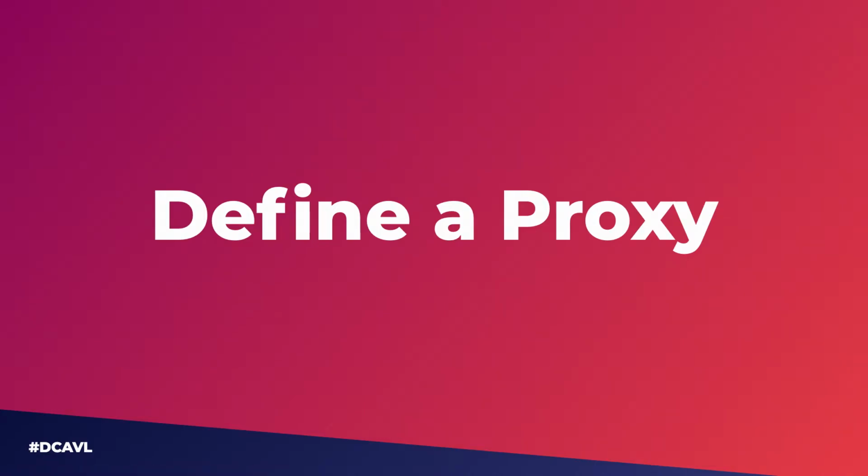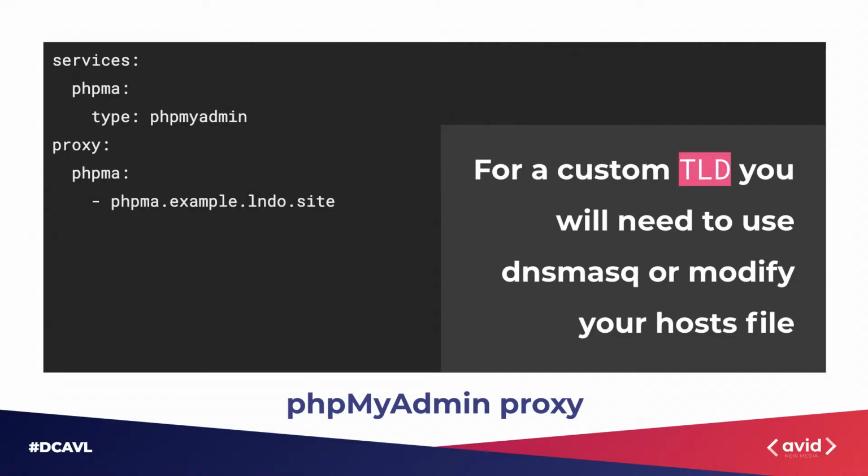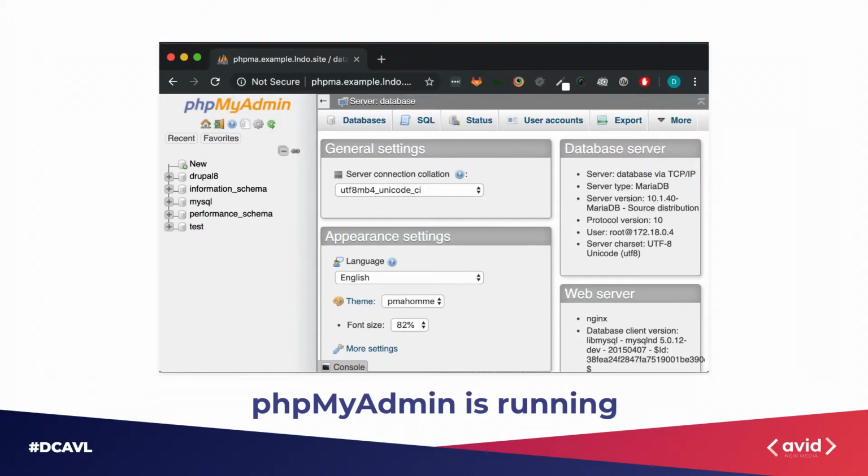and it is going to be of the type phpMyAdmin. And next, we need to be able to access that via URL easily. You can set up a proxy here of phpma.example.lndo.site. And again, if you want to use custom top-level domains, you can. It's really easy to do that if you'd like to set up DNS mask or update host files. And now we're up and running with phpMyAdmin.